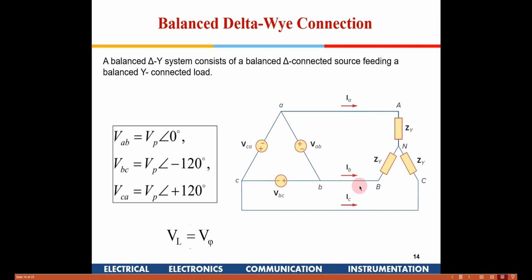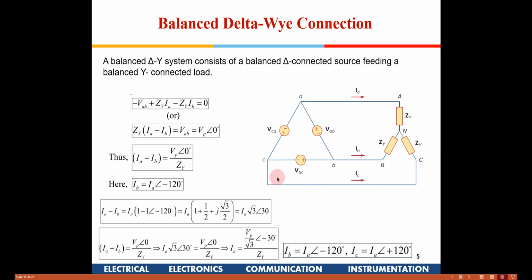Then you can have these combinations of delta and star also, in the same manner. This is a small derivation trying to prove what we discussed just now, so you can go through these.